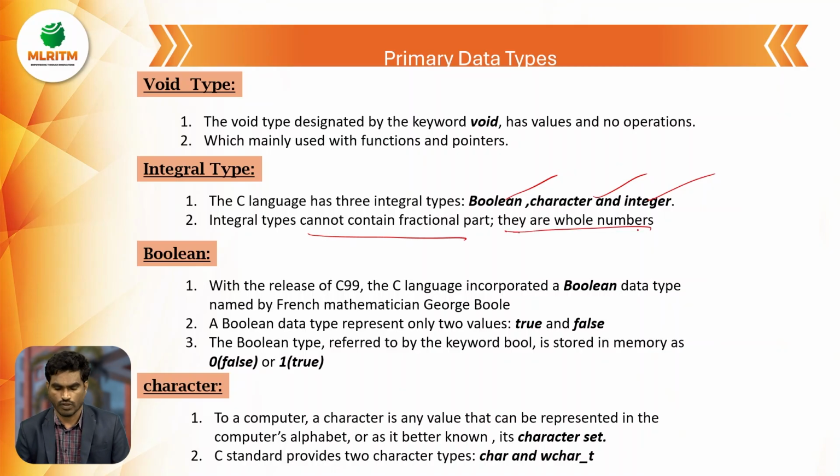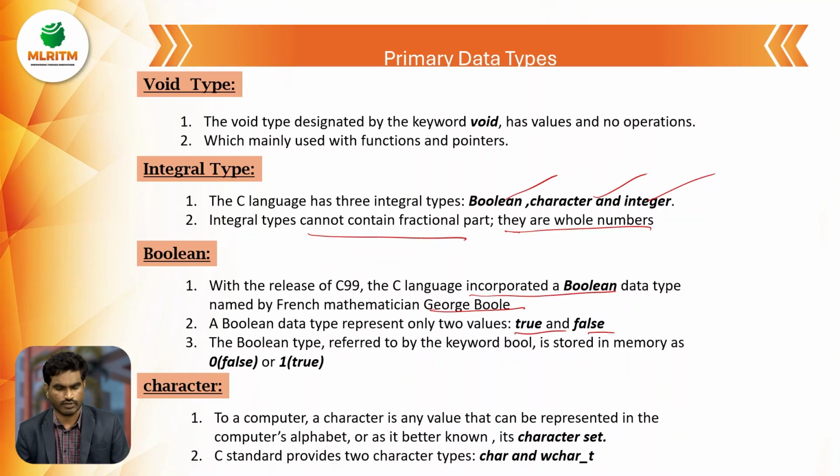Next, boolean. Okay, with the release of C99, the C language incorporated the Boolean data type, named after the English mathematician George Boole. A Boolean data type represents only two values, that is true and false. Okay, the two Boolean values are true, which is nothing but 1, and false, which is nothing but 0.